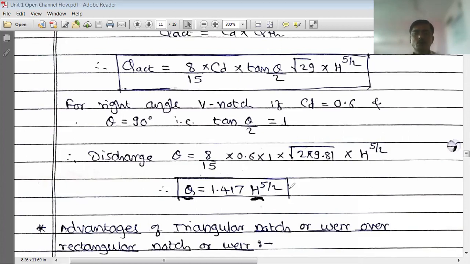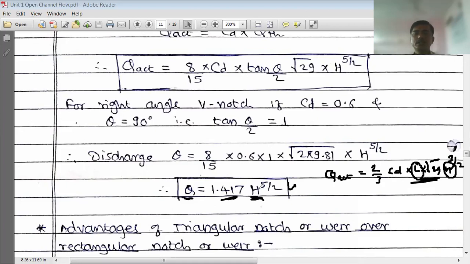And this is a very simple formula as compared to the formula of the rectangular notch. What is the formula of the rectangular notch? Q actual is equal to 2 by 3 CD into L into under root of 2g into H raised to 3 by 2. In this formula, you will need to put the value of the length of the rectangular notch and the head of water above the crest. So two variables are there in this equation, whereas here only one variable is there.